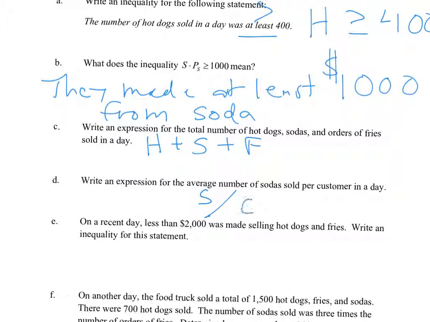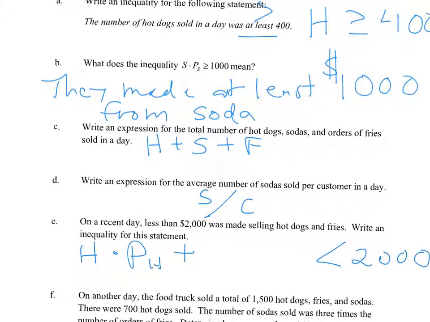On a recent day, less than $2,000 was made selling hot dogs and fries. Write an inequality for this statement. Well, the first thing I'm going to do is say less than $2,000. Now, to sell hot dogs, I have the number of hot dogs times the price for hot dogs. And that'll give me the total amount of money made on hot dogs.